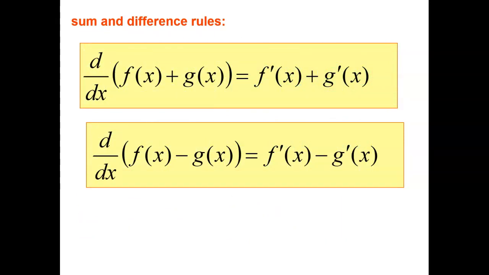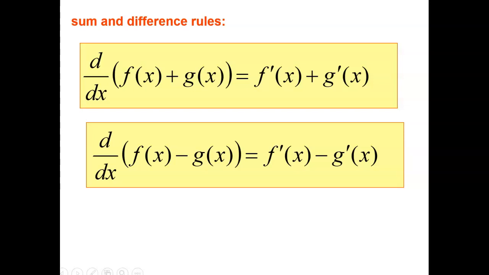Rules 5 and 6 are the sum and difference rules. And again, they're pretty much no-brainers, pretty basic rules. The derivative, if you have a function plus another function, is simply the derivative of the first function plus the derivative of the second function. Likewise, if I have the derivative of a function subtracted by another function, it's simply the derivative of the first function minus the derivative of the second function.